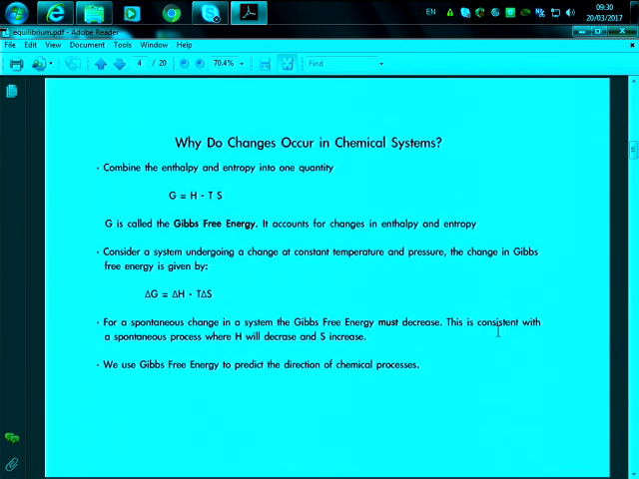So for a spontaneous change in the system, Gibbs free energy must decrease. That's basically the negative value of the Gibbs free energy. And that's consistent with the enthalpy H decreasing and the entropy increasing. So the Gibbs free energy is used to predict the direction of a chemical process. Okay, so it will predict how a chemical process will behave and whether something will spontaneously occur or whether you'll need to provide energy.